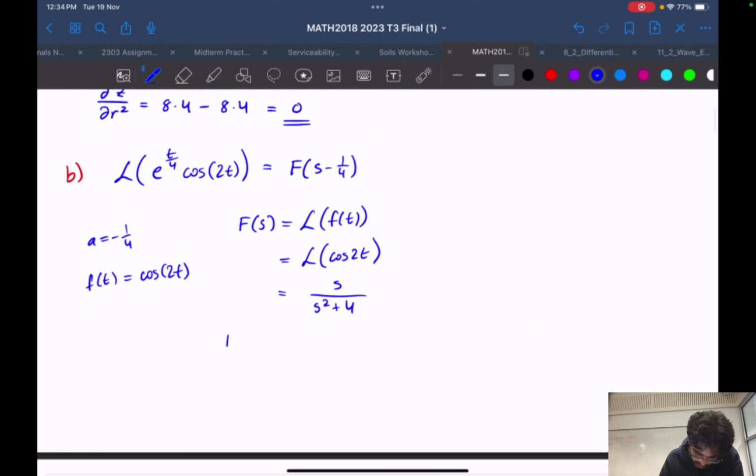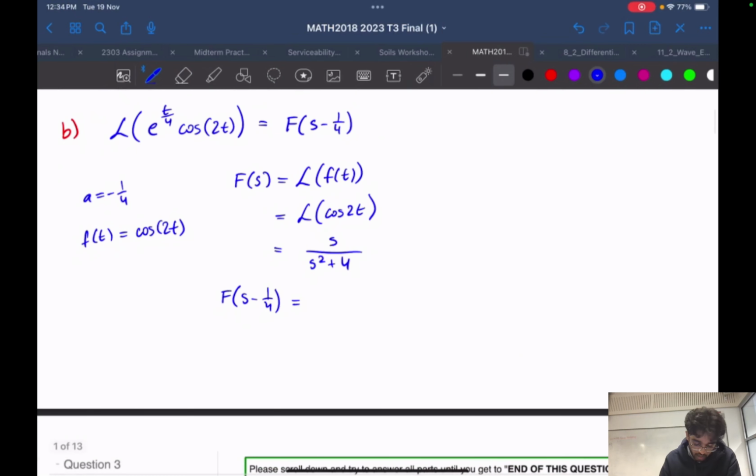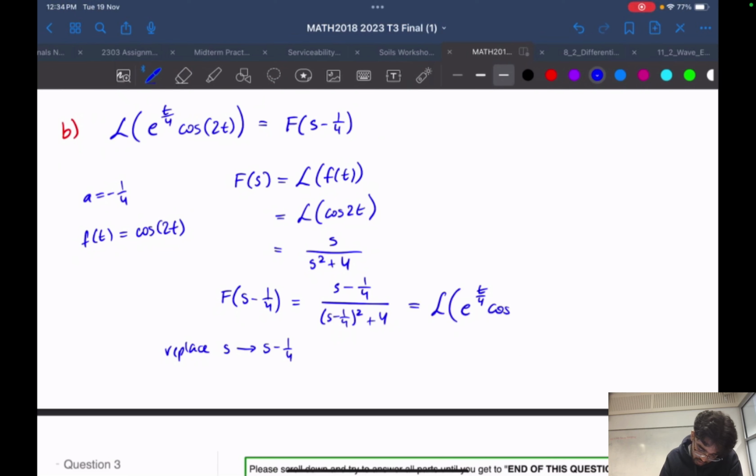And now if you want to find f of s minus 1 over 4, you can just replace your s. So replace s with s minus 1 over 4. So this is pretty much just s minus 1 over 4 over s minus 1 over 4 all squared plus 4. So this is equal to the Laplace transform of e to the t over 4 cos of 2t.